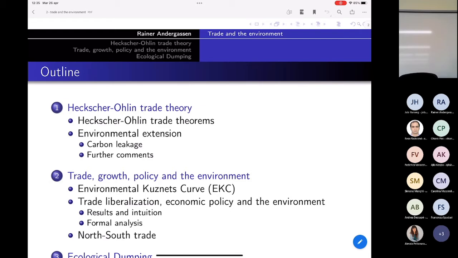In the second part, related to the first, I'll talk again about trade, growth, and policy in the environment. In particular, I will talk about the environmental Kuznets curve. Since this is a very discussed topic, I guess you're already familiar with it, so I will not go into the details of the environmental Kuznets curve.